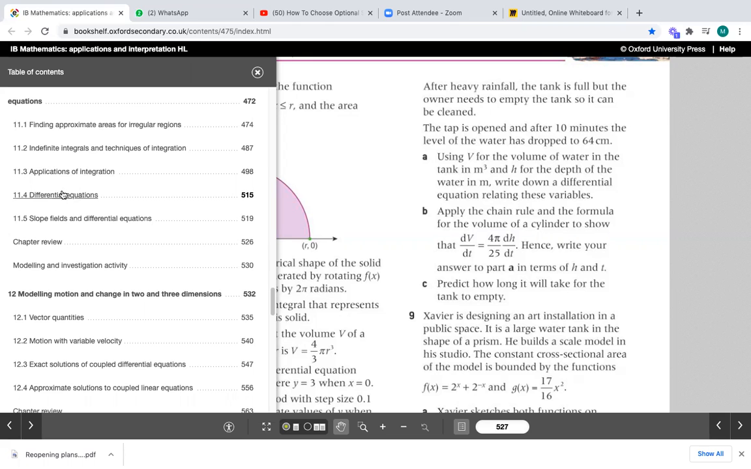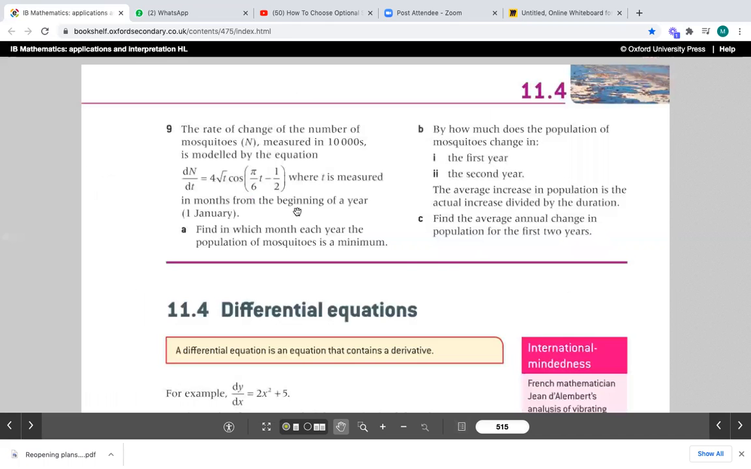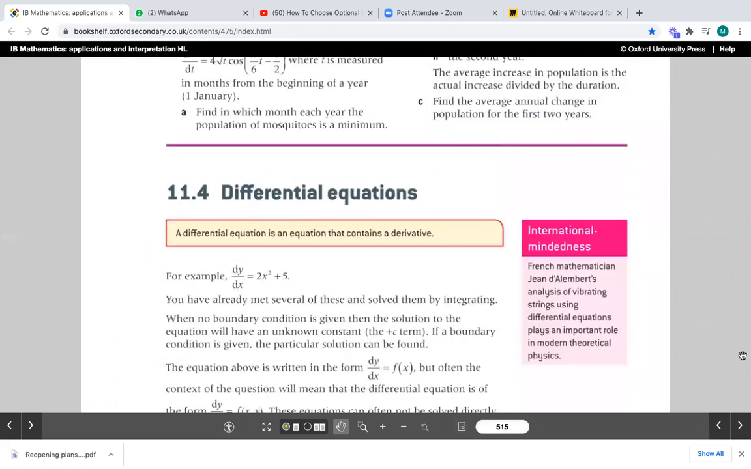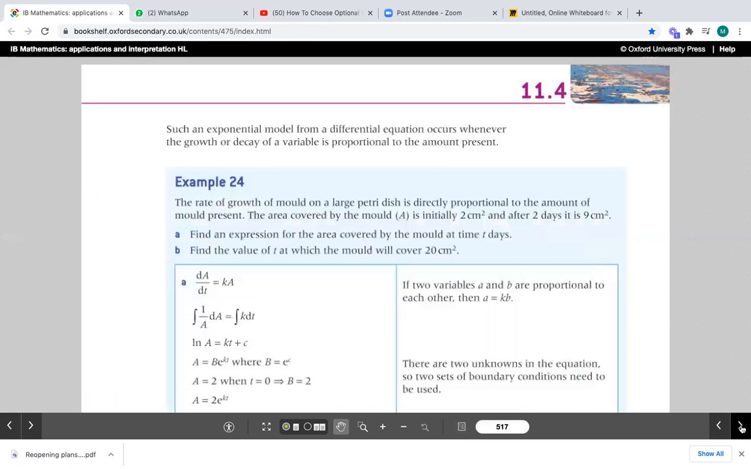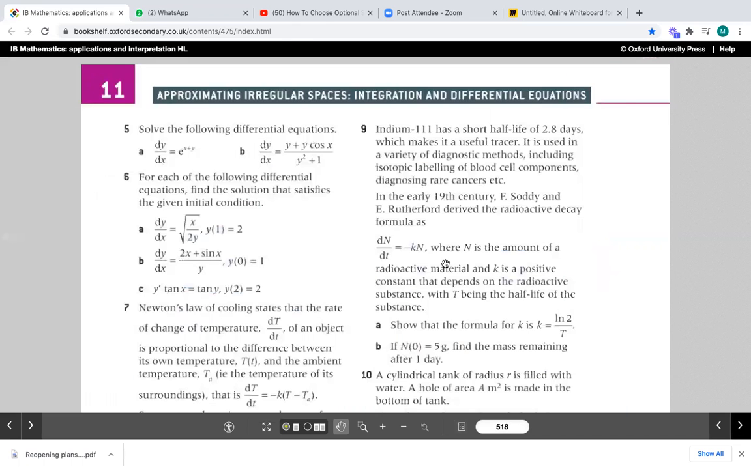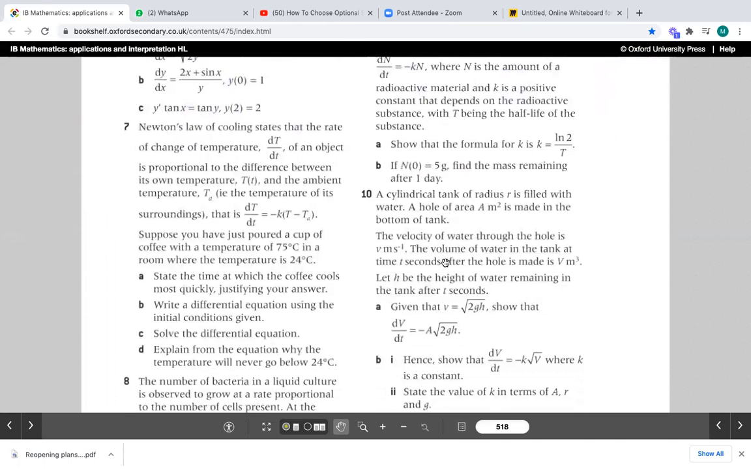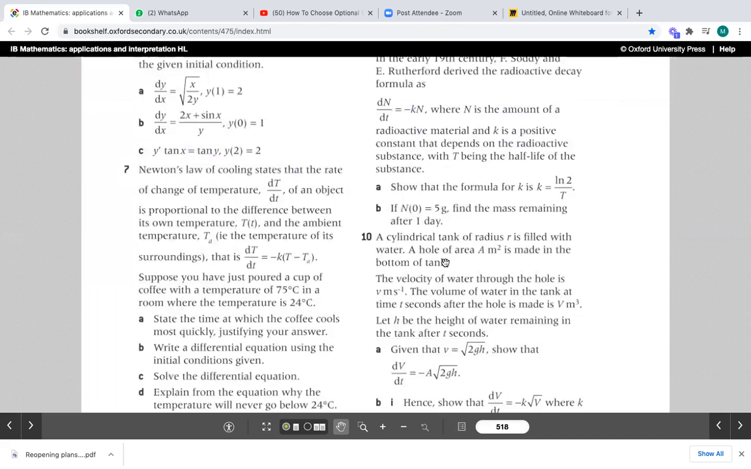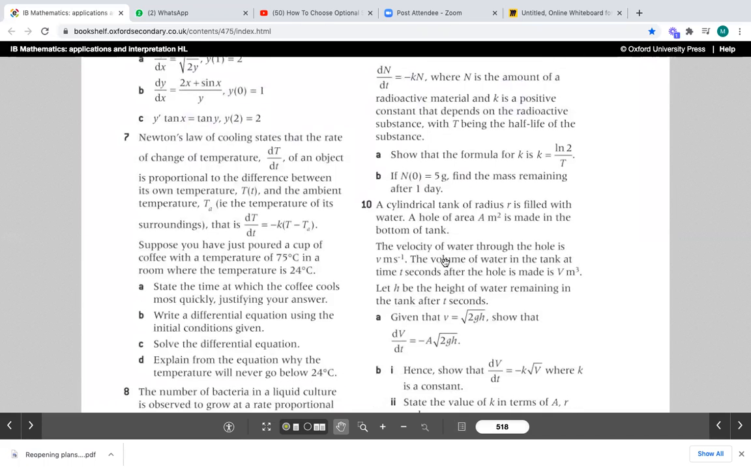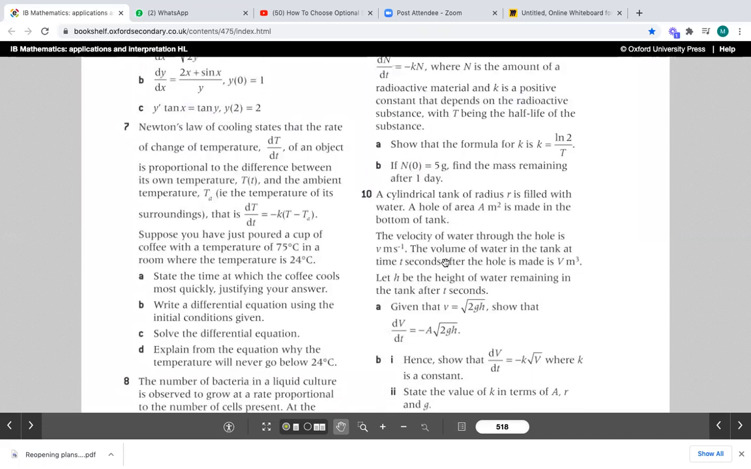I think we'll do chapter review only. Should I take questions from here or questions from there? Take from here only, because for the other book I have an exam, I can practice questions from there. We'll do this.